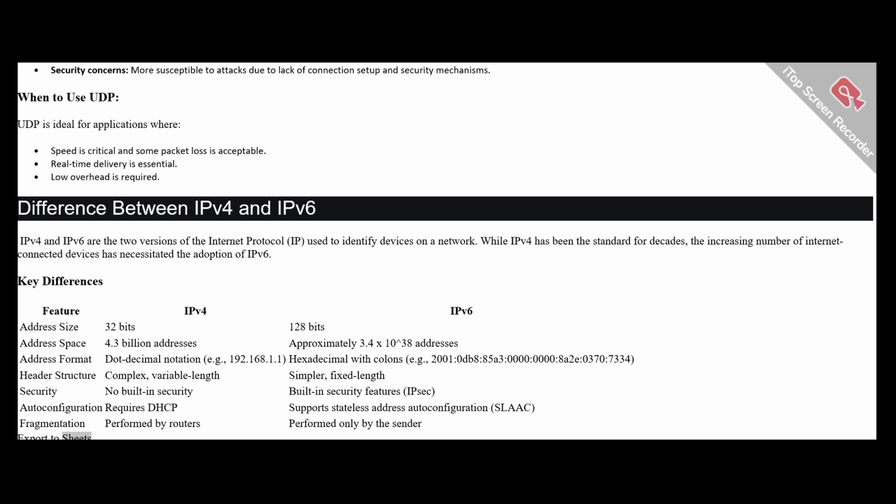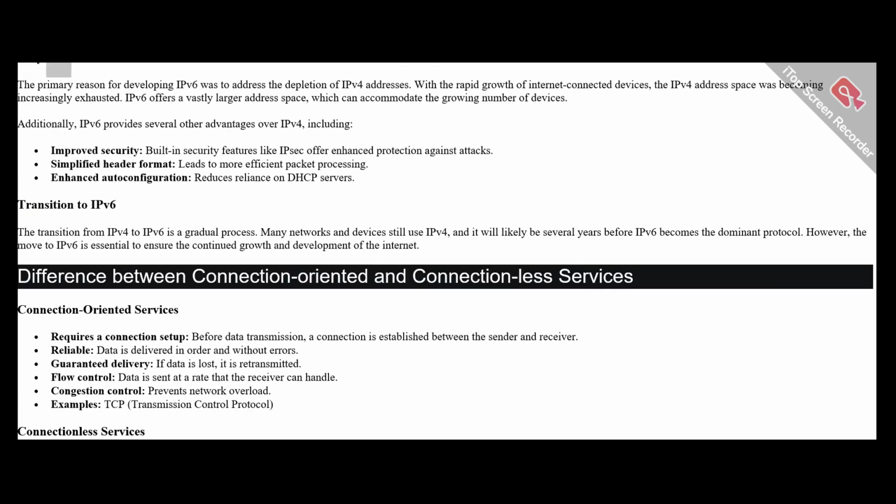Why IPv6? The primary reason for developing IPv6 was to address the depletion of IPv4 addresses. With the rapid growth of internet-connected devices, the IPv4 address space was becoming increasingly exhausted. IPv6 offers a vastly larger address space, which can accommodate the growing number of devices.